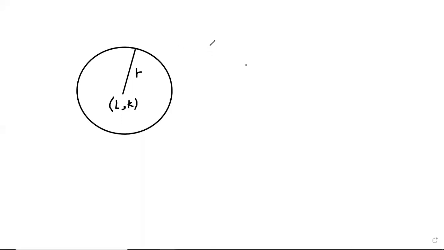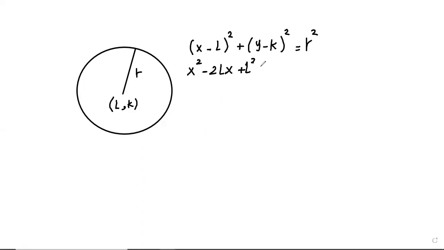So what is the equation of the circle again? The equation of the circle is (x minus L) to the power of 2 plus (y minus k) to the power of 2 equals r to the power of 2. We can expand the first expression, which is x squared minus 2Lx plus L to the power of 2. Plus, we can expand the second, y to the power of 2 minus 2ky plus k to the power of 2 equals r to the power of 2.